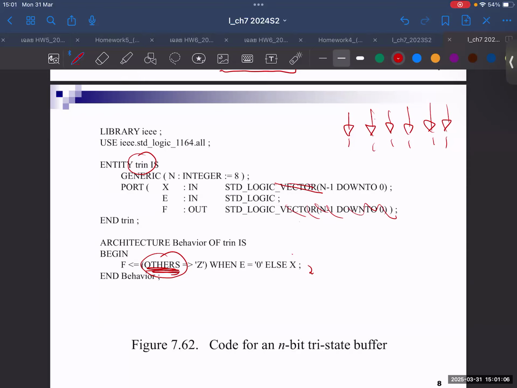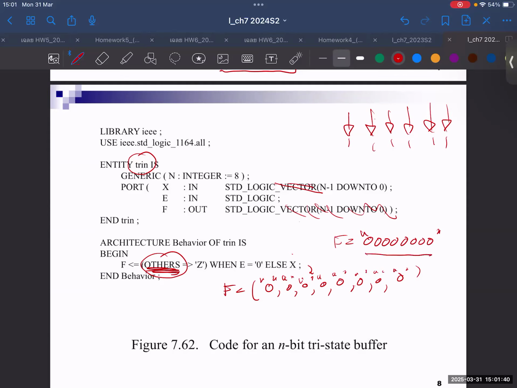What does it mean? Well, you need to understand how to construct an array in here. For example, F has 8 bits. So F actually consists of, if you write it out, 0, 0, 0, 0, 0, 0, 0, 0. If you write it out like this, it's the same as F is 0, 0, 0, 0, 0, 0, 0, 0. Same thing.